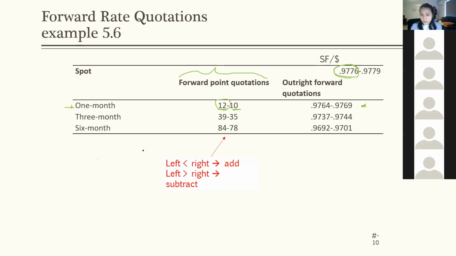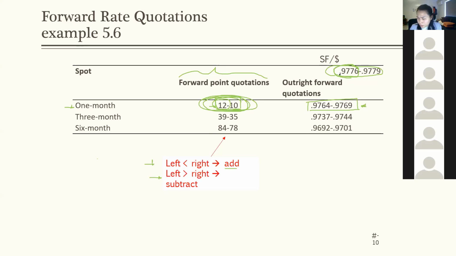Okay. So as a rule of thumb, if the left point number is less than the right number, then you want to add these points into the current spot rate to find the 1 month forward rate. Alternatively, if the left is greater than the right, then you want to subtract these points from the current spot rates, okay? So for example, in the first case, the left number is greater than the right number. So if you want to find the 1 month forward rate, you want to take the spot rate and you subtract these numbers from the spot exchange rates, okay?